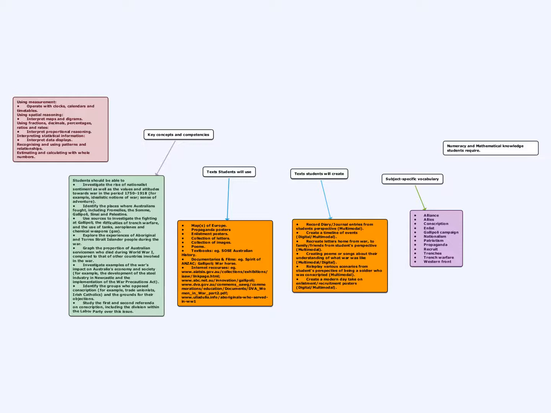Students will learn subject-specific vocabulary, including alliance, allies, conscription, enlist, nationalism, patriotism, propaganda, recruit, trenches, and trench warfare.